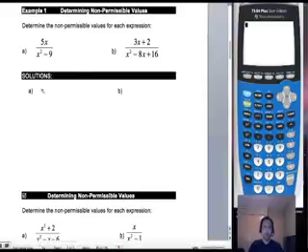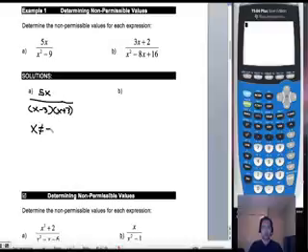Okay, so for a, the first thing I'm going to do is factor the denominator. And before I start, there would be something else to do, but you would just want to start by expressing the non-permissible values. So x cannot equal negative 3, positive 3.